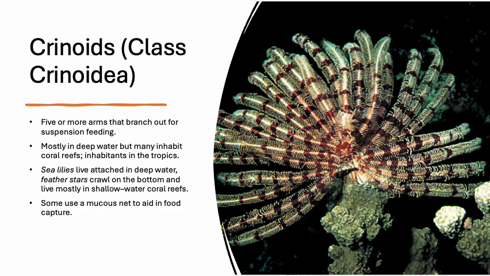Crinoids, also known as sea lilies and feather stars, are some of the oldest echinoderms. They have feathery arms used for suspension feeding, capturing plankton from the water. Sea lilies attach to the bottom by a stalk, while feather stars are free-moving and often perch on coral reefs. Though they may look delicate, they are effective filter feeders and add beauty and diversity to reefs and deep sea environments.